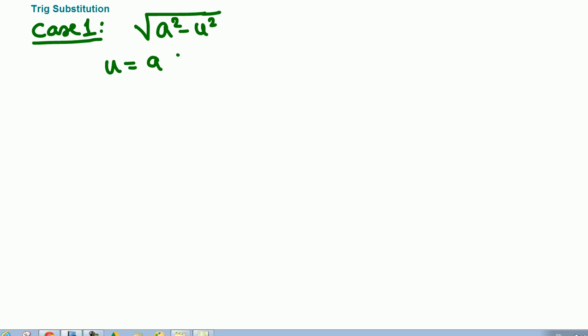Trig substitution. There are three cases. Case one: if your integral involves something like the square root of a squared minus u squared, where a is a number and u is a function, then you want to make the substitution u equals a sine theta, where theta is between negative pi over 2 and pi over 2.